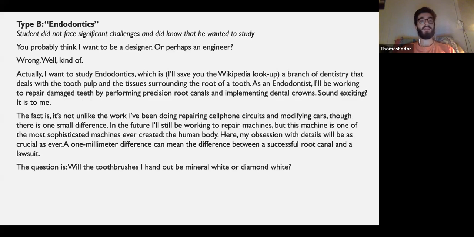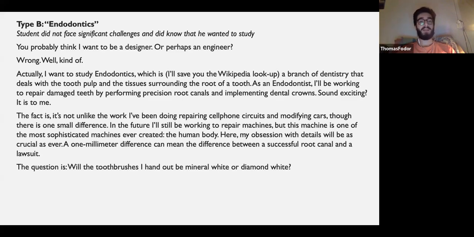The fact is, it's not unlike the work I've been doing repairing cell phone circuits and modifying cars, but there is one small difference. In the future, I'll still be working to repair machines. This machine is one of the most sophisticated machines ever created, the human body. Here, my obsession with details will be as crucial as ever. A 1 millimeter difference can mean the difference between a successful root canal and a lawsuit. The question is, will the toothbrushes I hand out be mineral white or diamond white?